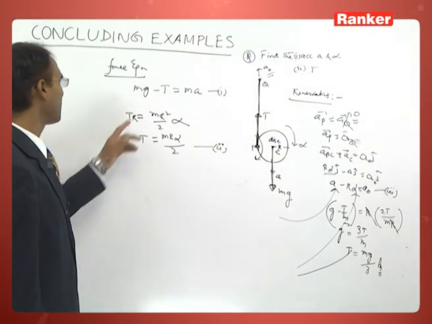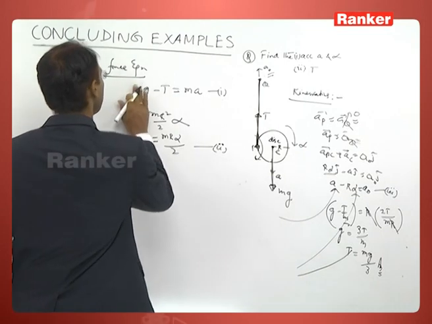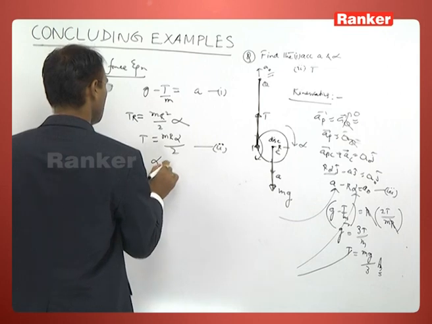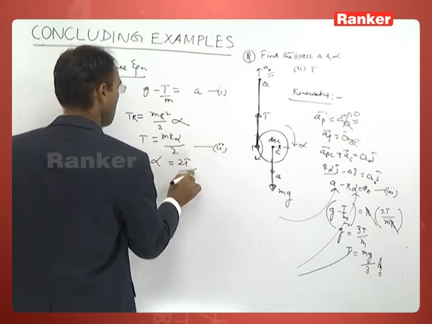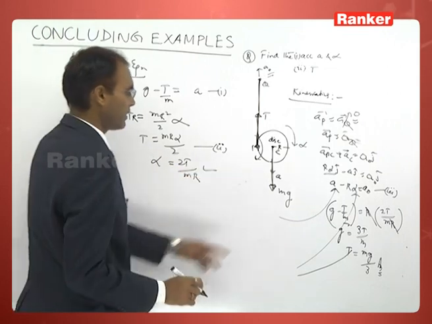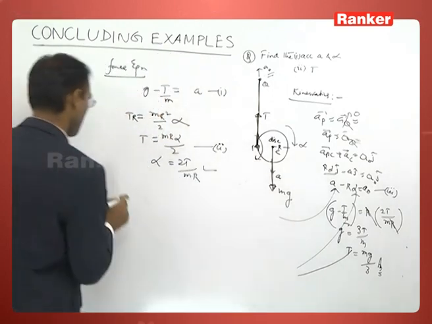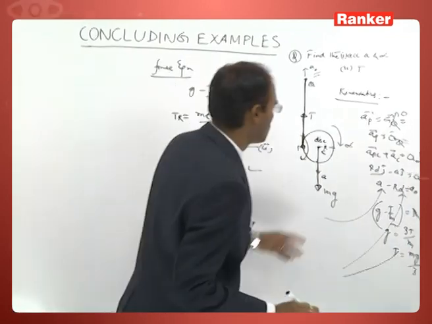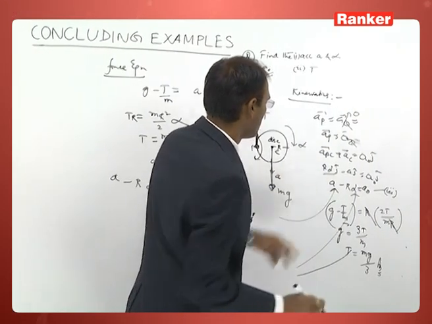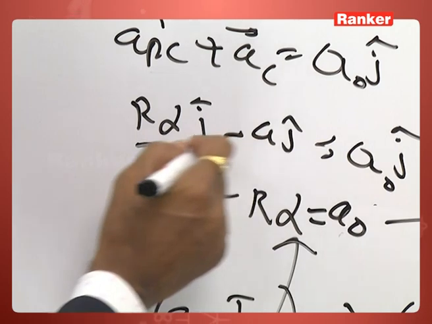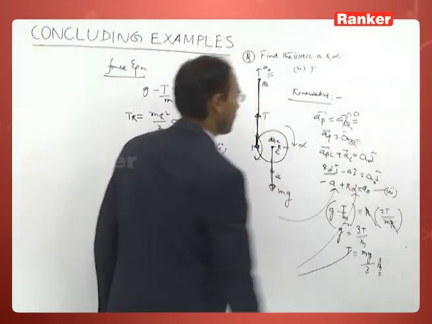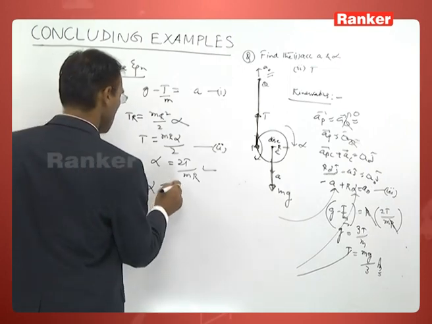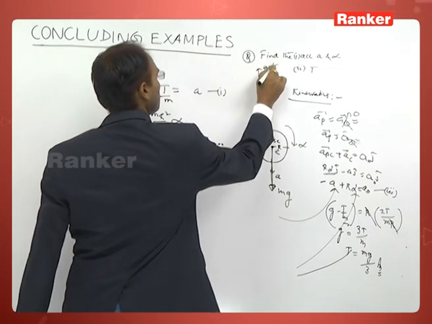Now substituting a from equation 1, that is equal to g minus T by m. Alpha will be equal to 2T by mR. We can get a minus R alpha... it's not a minus R alpha, it's R alpha minus a is equal to a naught. A naught is given.